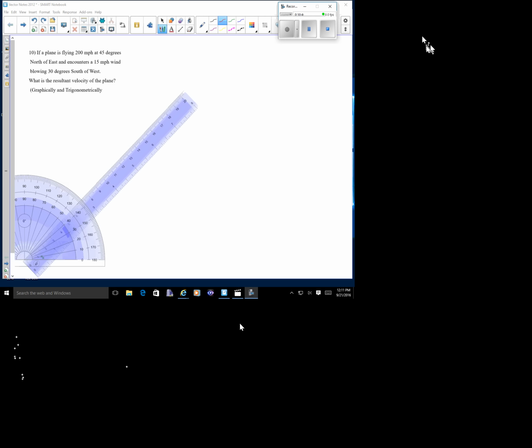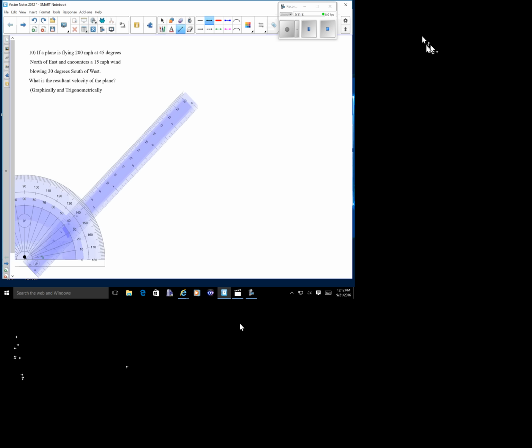Well, if it's flying 200 miles an hour, that means I'm going to need a 20-centimeter line. So I'm going to take my first vector and go from the 0 all the way up to 20. That's right at a 45-degree angle. It then says there is a 15-mile-an-hour wind that blows 30 degrees south of west.